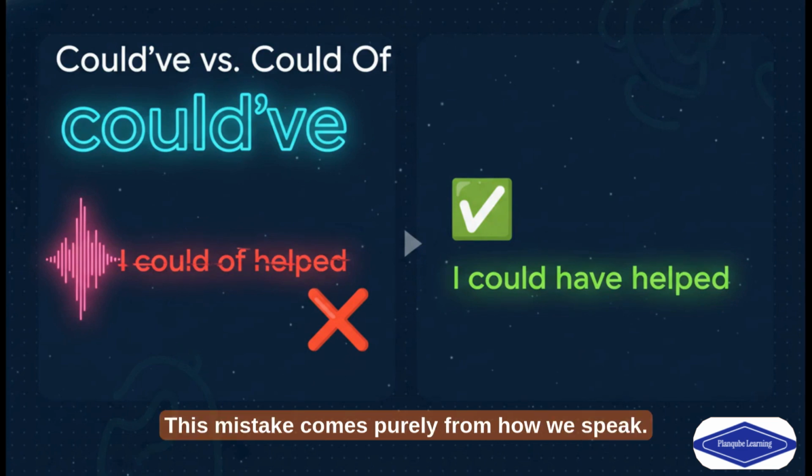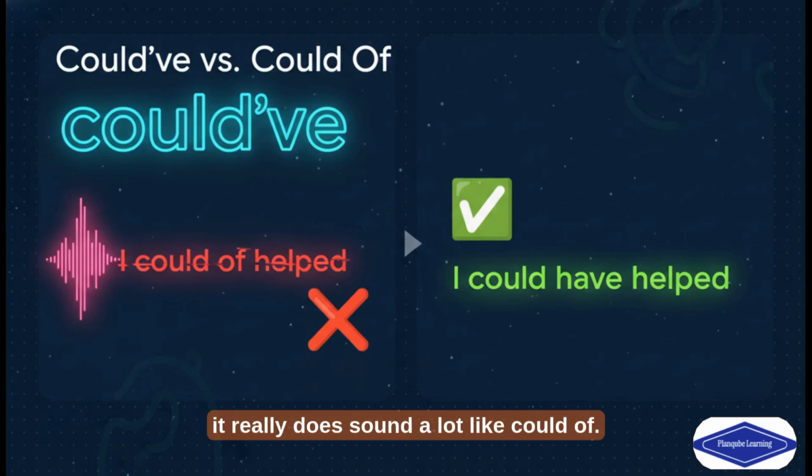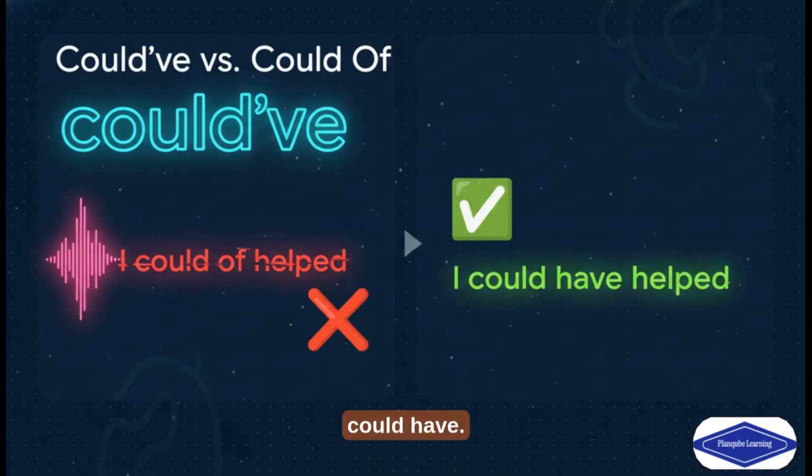This mistake comes purely from how we speak. When we say the contraction "could've," it really does sound a lot like "could of." But if you actually write it out, "of" makes zero grammatical sense there. The word you're looking for is always "have," "could have."